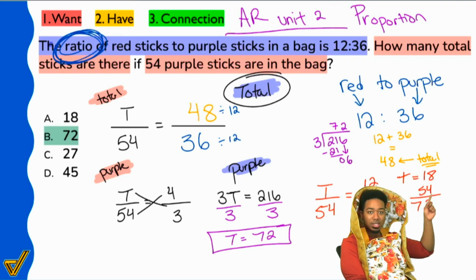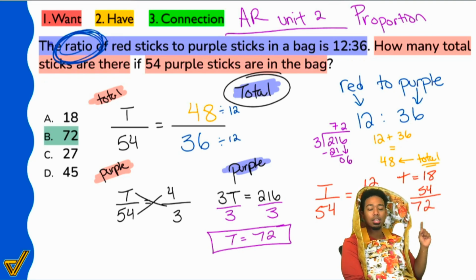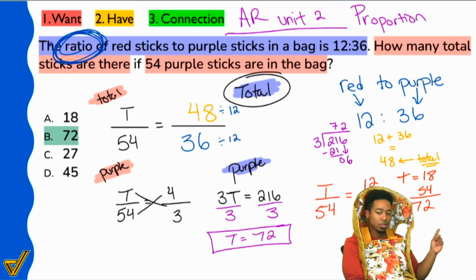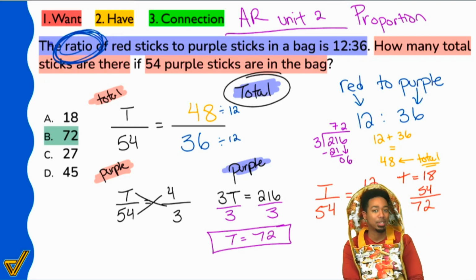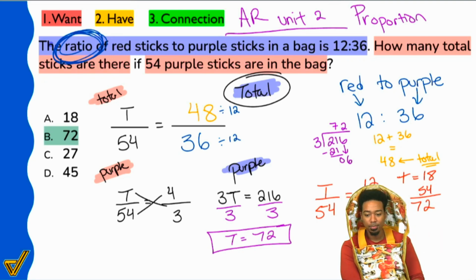The number of red sticks. So because the number of red sticks is 18, the number of purple sticks is 54, we add these together to end up getting 72. So my party people, let me know if that makes sense there. That's what you did, Diego? Yep, that's the more common method.